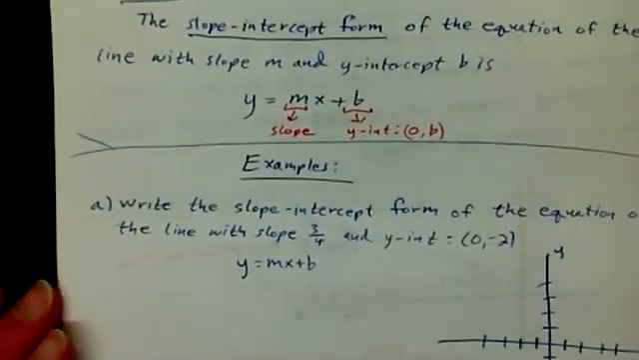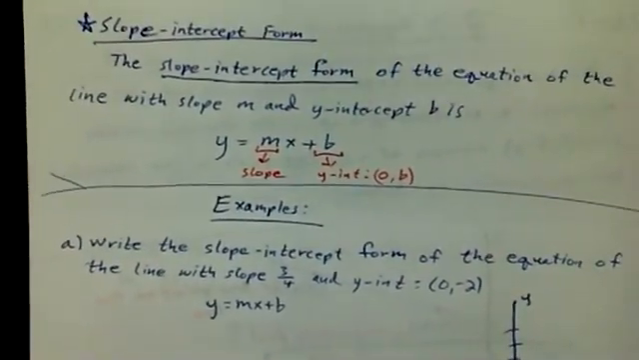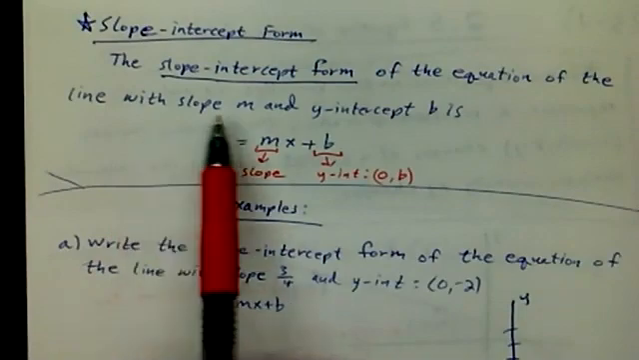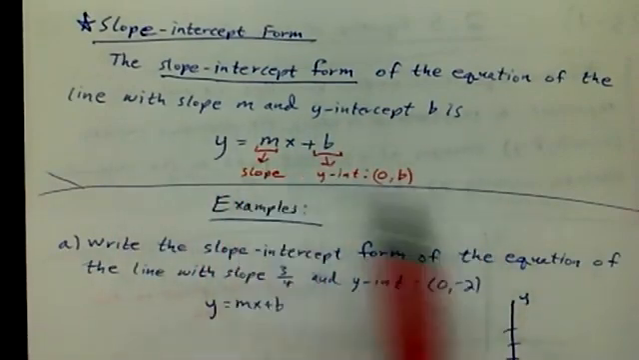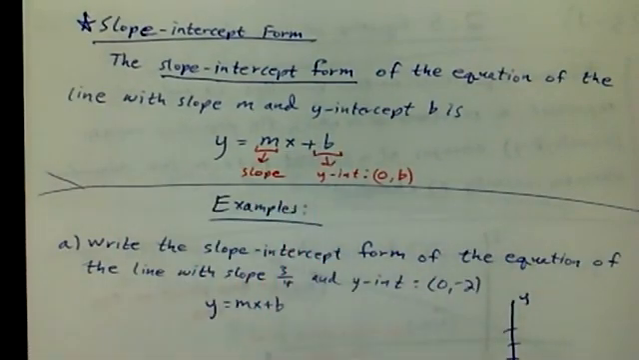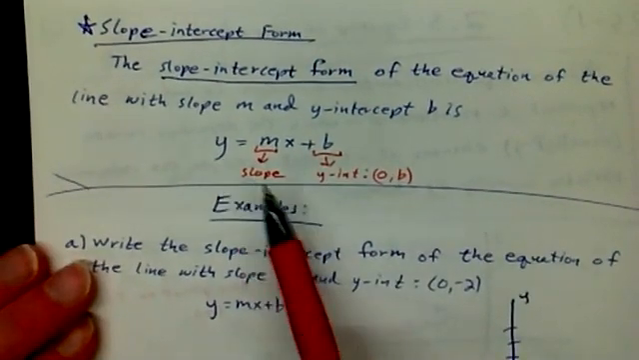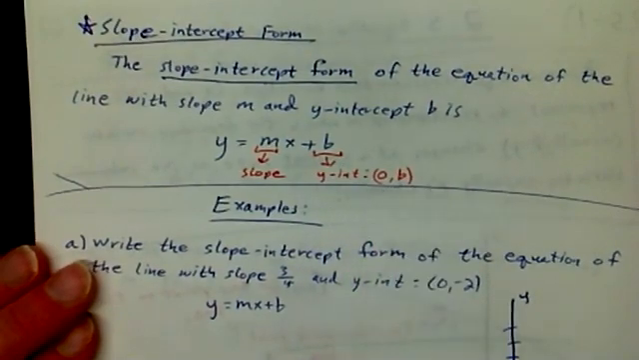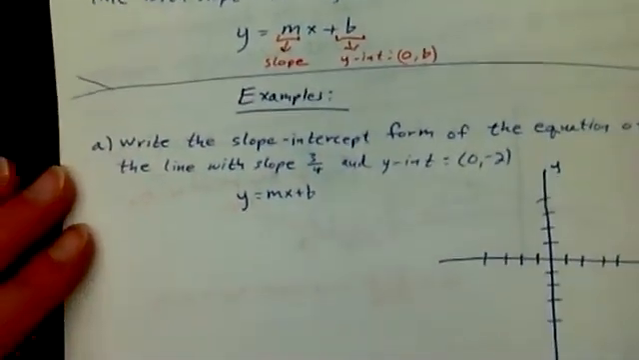So speaking of slope intercept form, that's the second form we're going to talk about that we can have these linear equations in. The slope-intercept form of the equation of the line with slope m and y-intercept b is y equals mx plus b. What's nice about this is if it's in this form, we know the slope and we know the y-intercept. Okay? So let's see how this works.